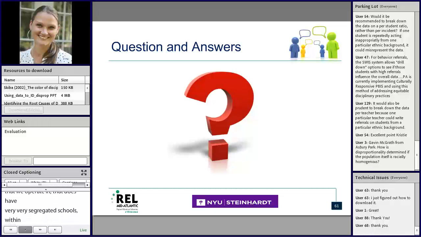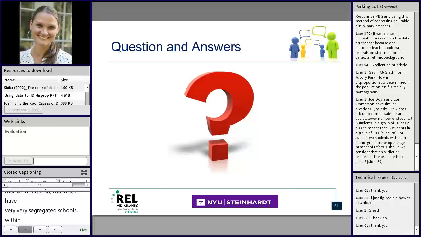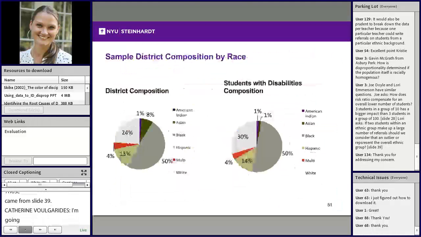Okay, I'm posting the next one for you, Catherine. It comes from Joe Doyle and Lori Emerson. They had similar questions, so I put them together, about how risk ratios compensate for an overall lower number of students. And Lori also asked, if two students within an ethnic group make up a large number of referrals, should we consider that an outlier or represent the overall ethnic group? Those came from slide 39. Okay, I'm going to go back to slide 39.